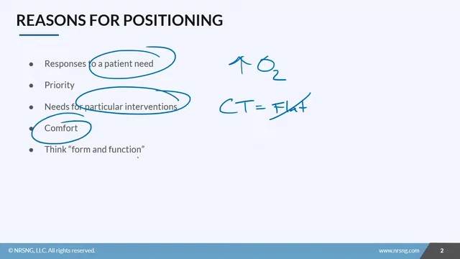But the biggest thing that you can do when you're thinking about your patient's positions is think form and function. If I put my patient in this certain position, what's going to happen to blood flow, position of organs, stuff like that. You can also think about it another way. Let's say you need to do X, Y, or Z for your patient. Which position is going to be best? So let's take a look at those positions.